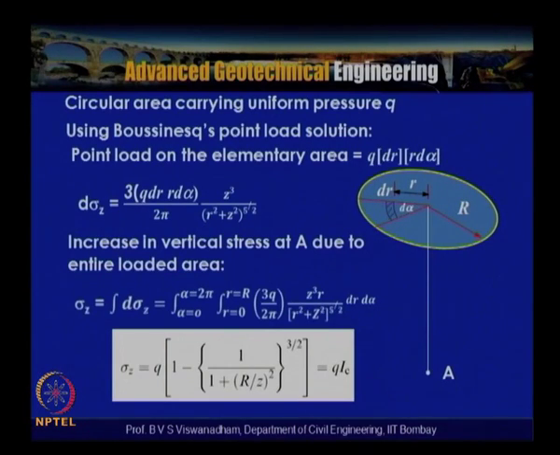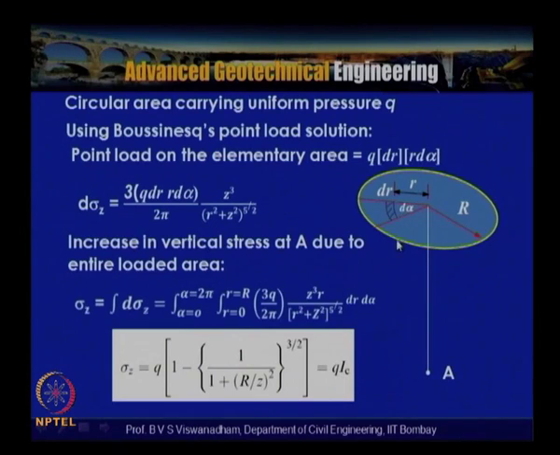Now, due to that so-called small element load, which is subjected to an increase in intensity q into dr into r d alpha, we can calculate d sigma z equal to 3q dr into r d alpha. So it is nothing but 3q by 2 pi into z cube by (r square plus z square) to the power 5 by 2. This is what we have discussed. For capital Q, what we substituted is that the small dQ is nothing but q into dr into r d alpha, by 2 pi into z cube by (r square plus z square) to the power 5 by 2.